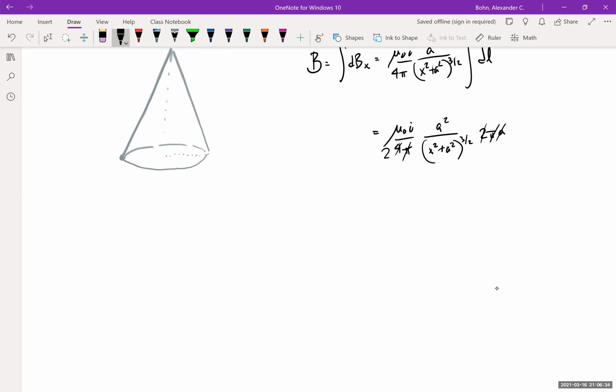I gotta be honest, I'm really starting to like this magnetic field calculation. It seems to be easier across the board than the electric field calculation.